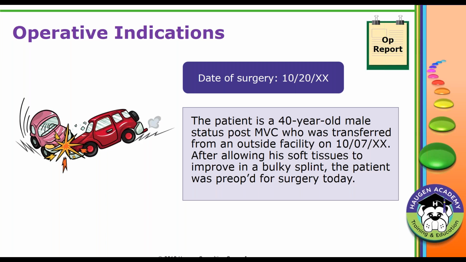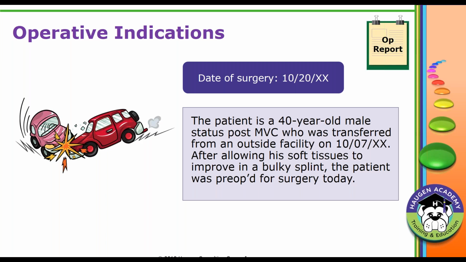The accident happened on 10/7. So the patient has been at this facility since 10/7. And then they waited a while for the soft tissue to improve before this surgery. So the date of the surgery today is 10/20. So that's going to be your date of service. So would the 7th character for the diagnosis be A for the initial encounter, D for a subsequent encounter, and S for a sequela? So just be thinking about that, and then we'll get to coding that diagnosis before too long.